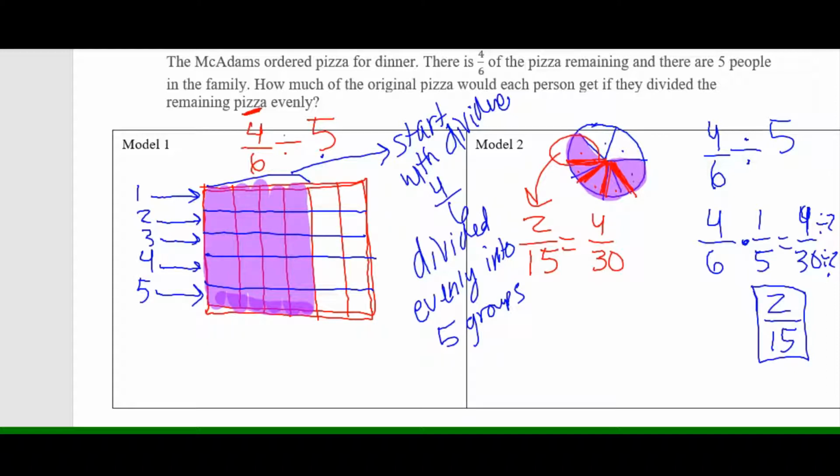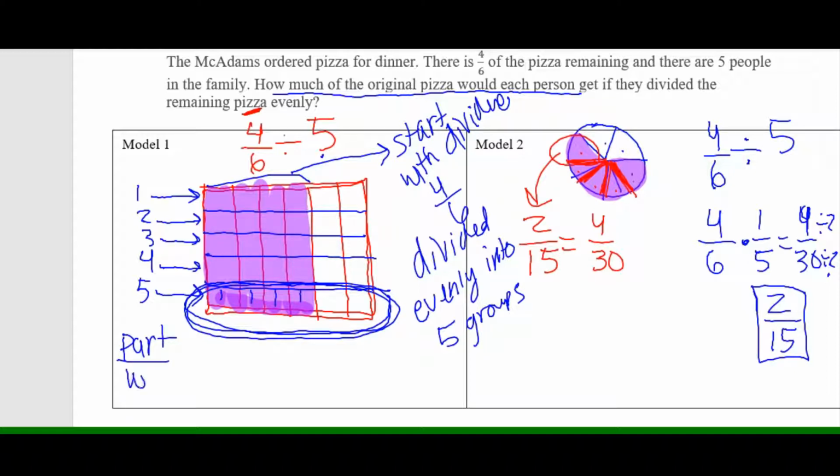So the question is asking, how much of the original pizza will each person get? So the original pizza that one of the family members will get is going to be this section right here. So we have 1, 2, 3, 4. So we want a fraction. What is a fraction? A part out of a whole. So the part that this person is going to get is 1, 2, 3, 4 out of the whole, 1, 2, 3, 4, 5, up to 30.